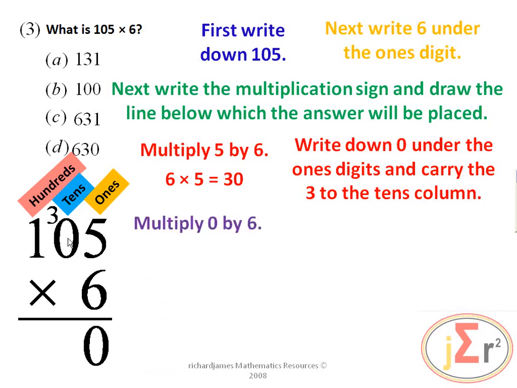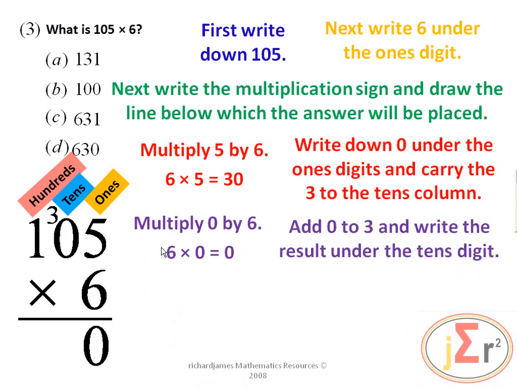So multiply 0 by 6. What do we get? 6 times 0 is equal to 0. But it does not stop there, because 3 was carried over from the ones column. So add 0 to 3 and write the result under the tens digit. So when we multiply 6 by 0, we get 0, and to that 0 we add 3, and that 3 will be placed in the tens column. Anything to carry? No, nothing to carry.